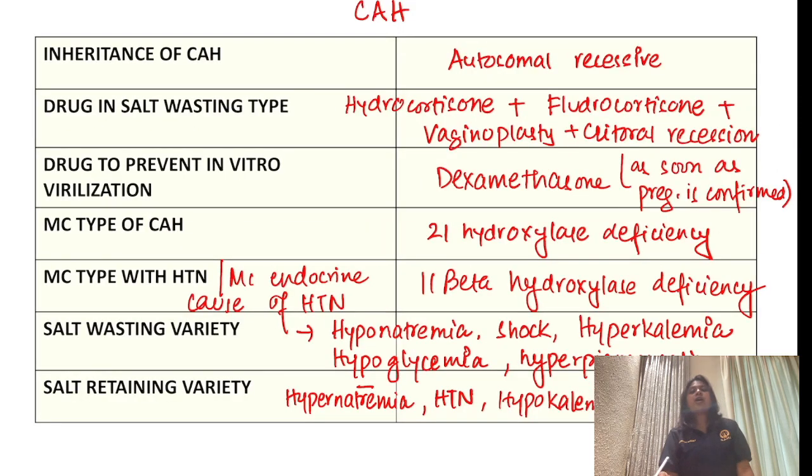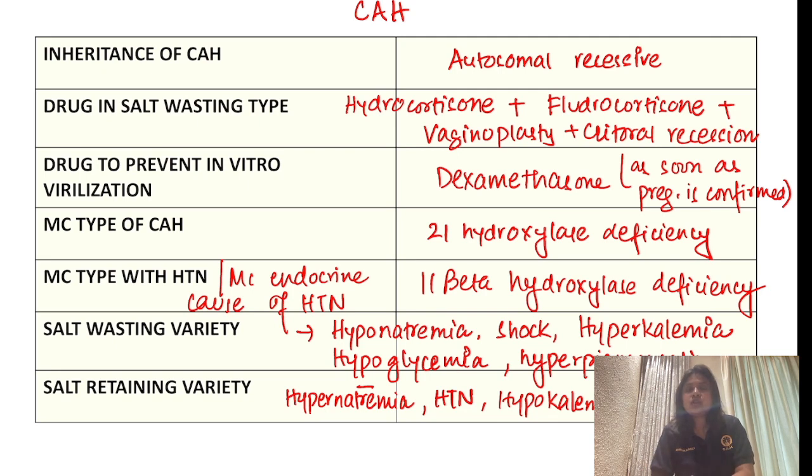Right? So if you are asked a clinical based question, that is, a child presented to us with hyponatremia, hyperkalemia, shock, along with ambiguous genitalia, what is the clinical diagnosis? The diagnosis will be 21-hydroxylase deficiency. What drug are you going to give? Hydrocortisone, fludrocortisone, and surgical correction for ambiguous genitalia. What is the drug that could have been given to prevent such a condition? The answer is dexamethasone.